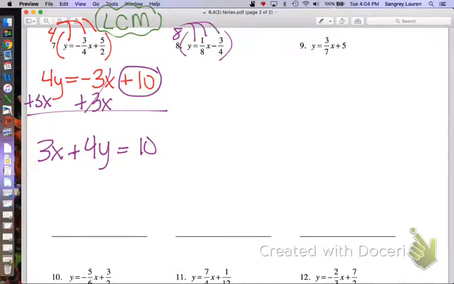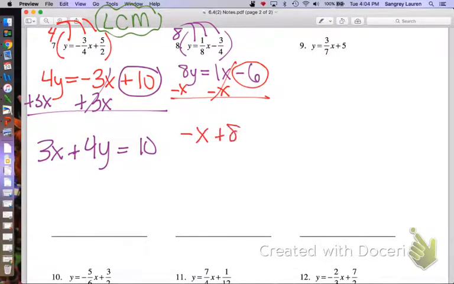So that means now we need to distribute. So 8 times y is 8y. 8 times 1 over 8 is 1, so that's 1x. And 8 times negative 3/4 is negative 6, so that's a minus 6. Now in standard form, we need the number by itself, so we need the negative 6 alone. So to do that, we're going to subtract x from both sides. We want to write the x's first, so we have a negative x plus 8y equals negative 6.